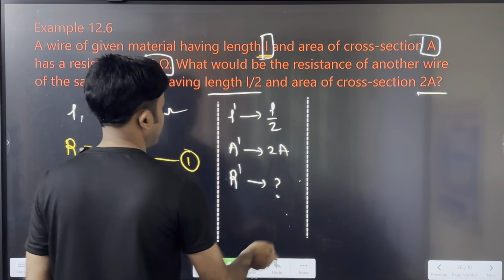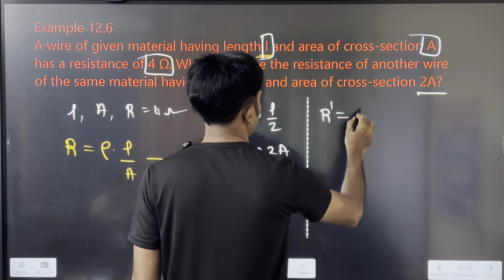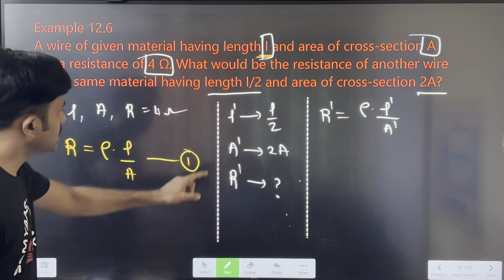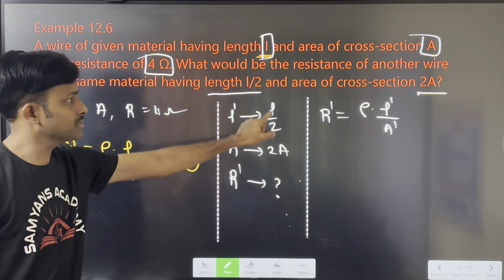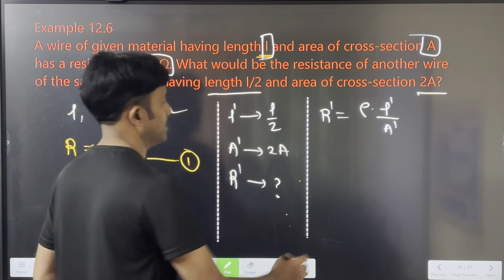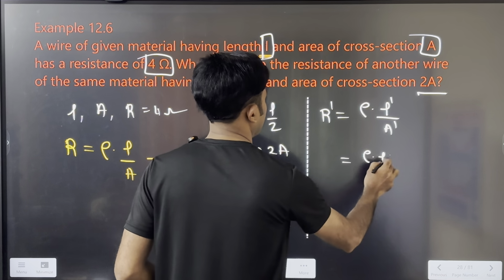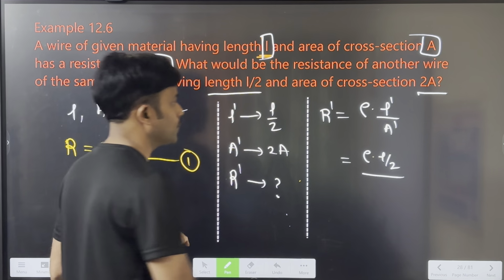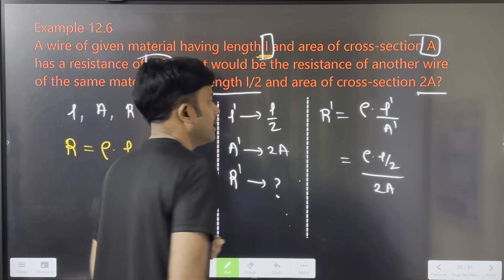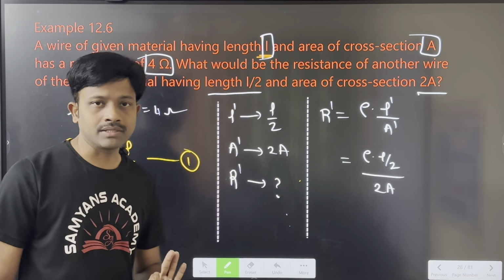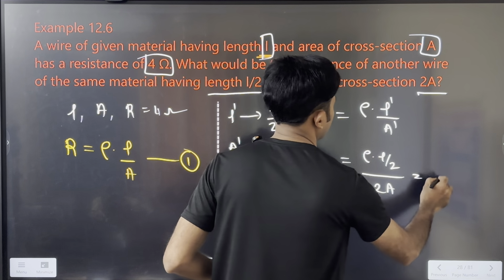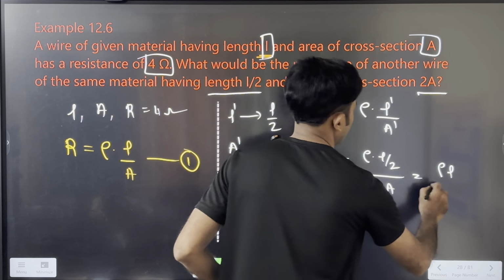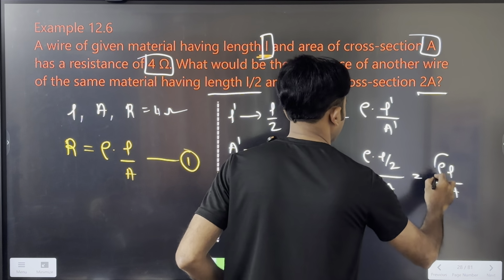Use the same formula: R dash equals rho into L dash by A dash. Now substitute the values. The length becomes how many times? L by 2. The area becomes how many times? 2 times, 2A. Then what would be the new resistance? Rho into L by 2, and the 2 comes to the denominator. 2 into 2 is how much? 4, so 4A. And this is rho L by A.